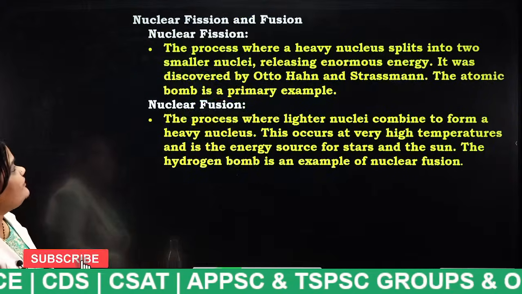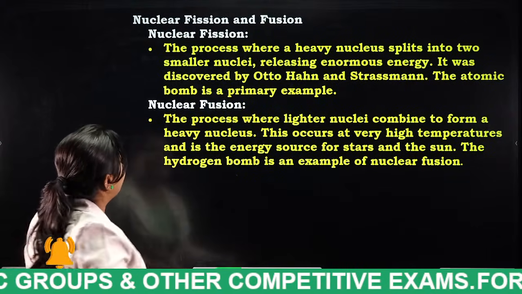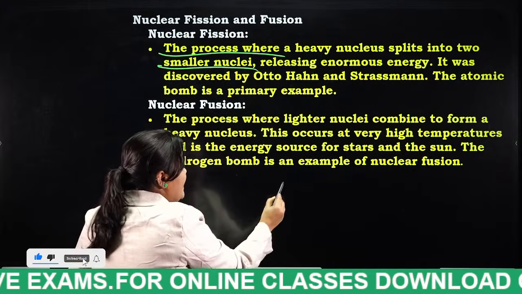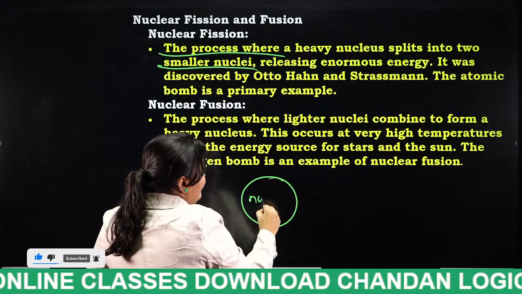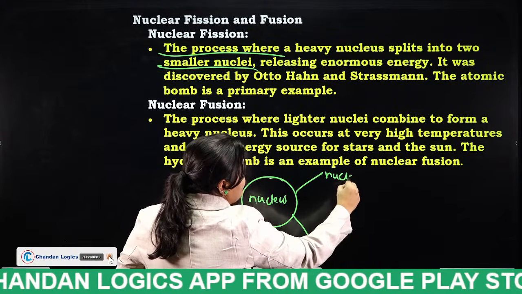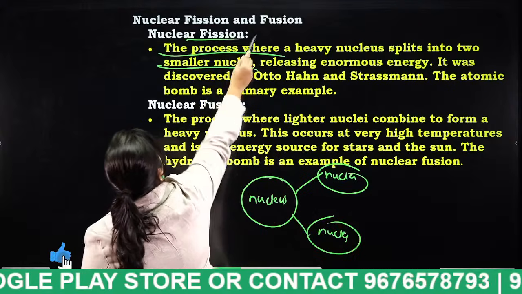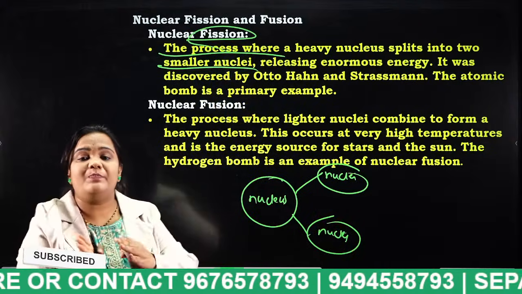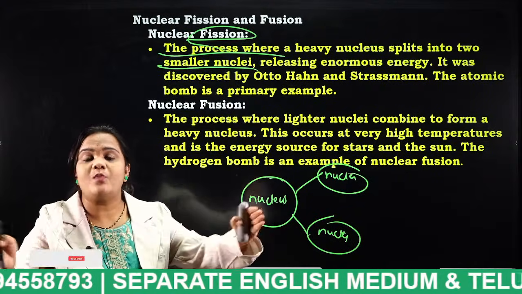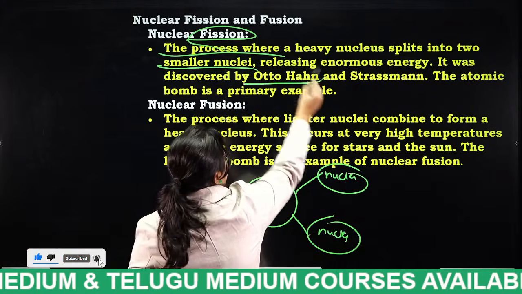Next, nuclear fission and nuclear fusion. I think everybody knows this process. What do you mean by nuclear fission? The process where a heavy nucleus splits into two smaller nuclei. It is a big nucleus. When a nucleus splits into two smaller nuclei, this process is called nuclear fission. Fission is nothing but a big object splitting into two smaller objects. It was discovered by Otto Hahn and Strassmann.